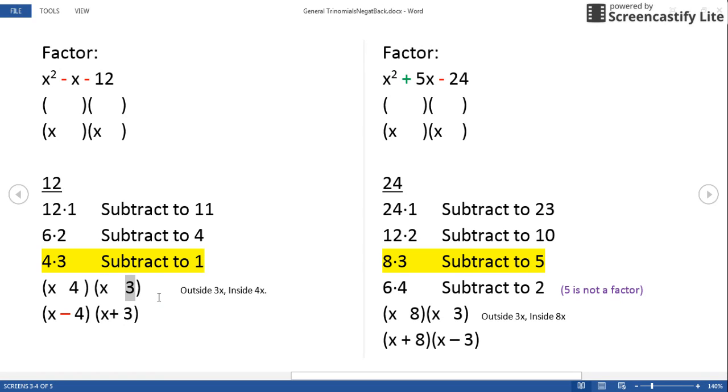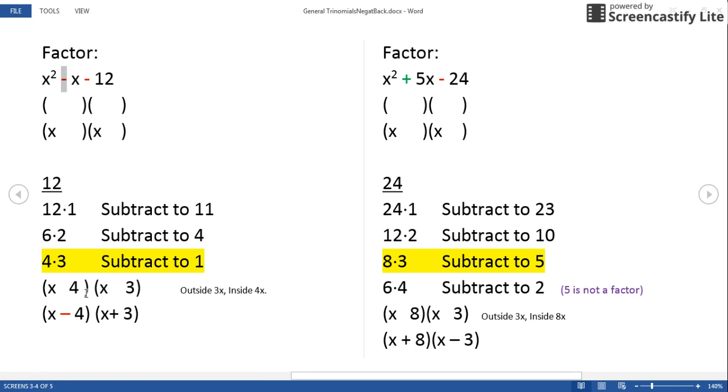Now, how are we going to make it have the right sign in the middle? The sign in the middle comes from the larger product when we compare outside and inside. If we multiply 3 and x on the outside, that gives us 3x. If we multiply 4 and x on the inside, that gives us 4x. Who's bigger? 4x is bigger. So the 4x needs to have the sign that is here in the middle of our problem.